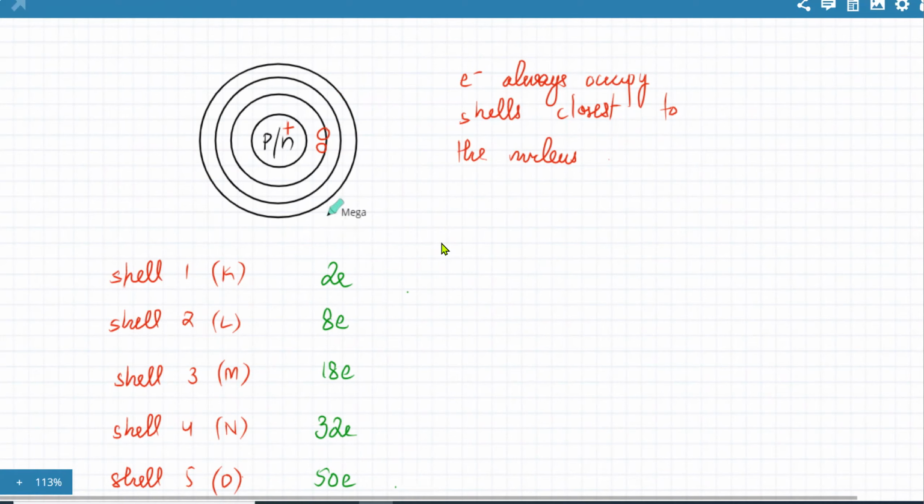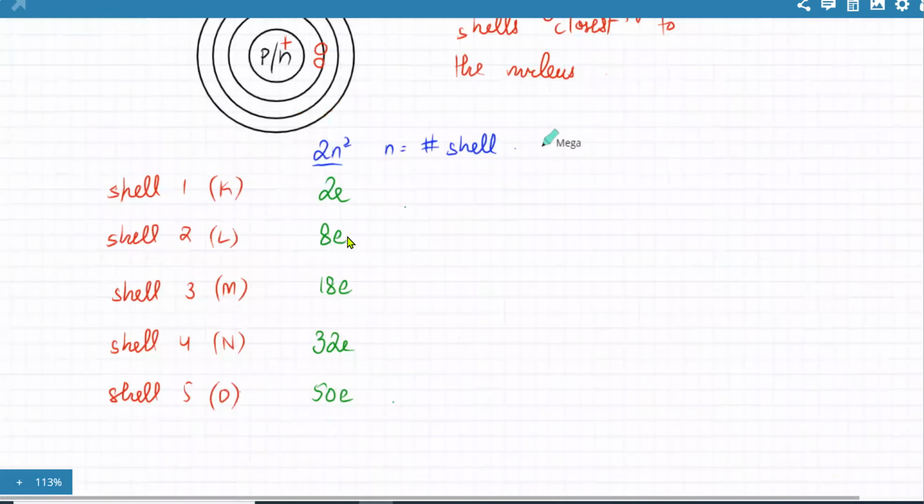And there's a simple formula that you could use, and that formula is 2n square, where n is the shell number. So if you can't remember the numbers, you can just remember 2n square. If you want to know how many electrons can be accommodated in the fifth shell, just put 5 over there. So 5 square is 25, 25 into 2 is 50. So that's the number of electrons that different shells are going to occupy. Is this point clear to everyone?